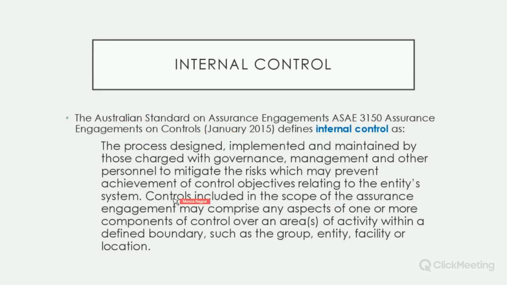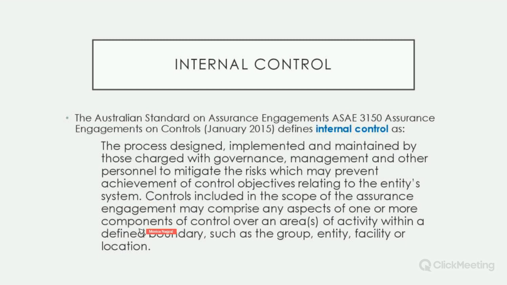Here is one of the definitions of internal control prepared by the Australian Standard on Assurance Engagements. This definition was released in January 2015, the most recent one. It defines it as the process designed, implemented, and maintained by those charged with governance. Now, those charged with governance means the board of directors of the business, management, and other personnel to mitigate the risks which may prevent achievement of control objectives relating to the entity's system.